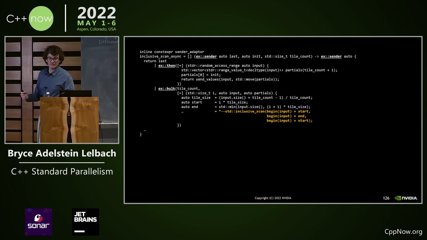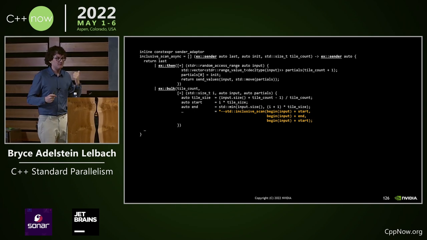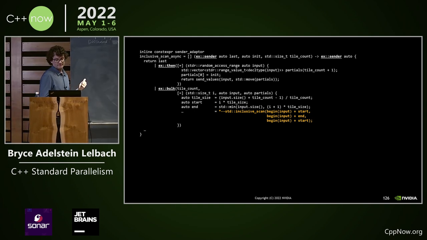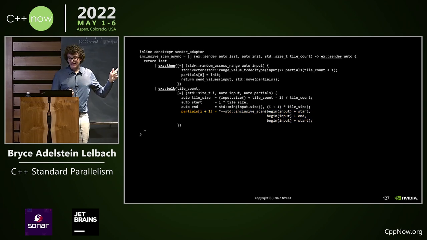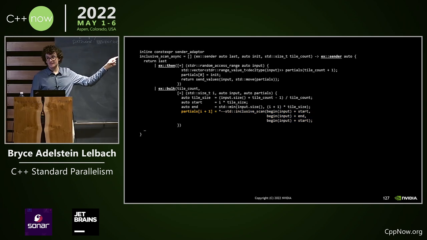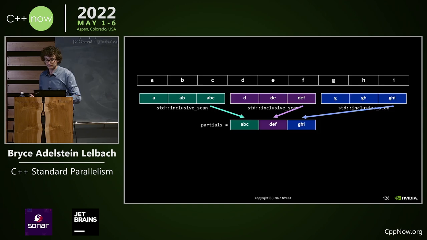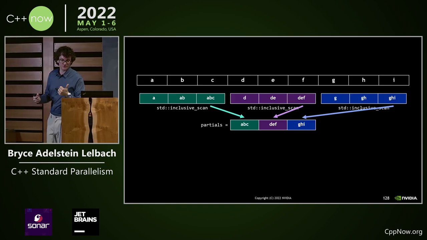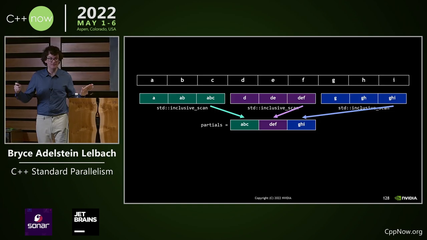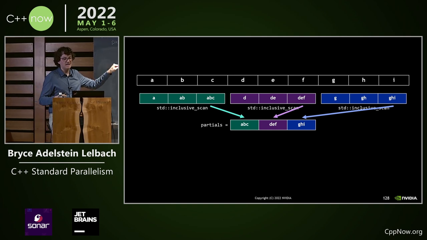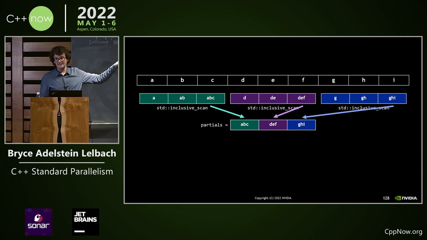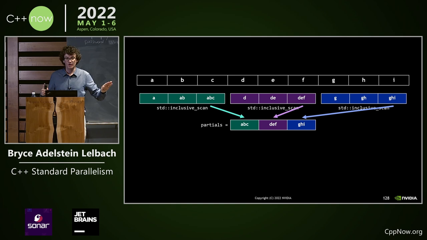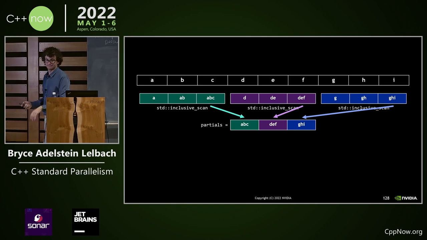We've already computed that sum. It's the last element of each of the local inclusive scans. So we store that result into the partials vector. Assignments to partials from different tiles are going to happen concurrently, but that's fine because each tile uses a different and unique slot in partials, and no one reads from partials yet, so there's no data race.